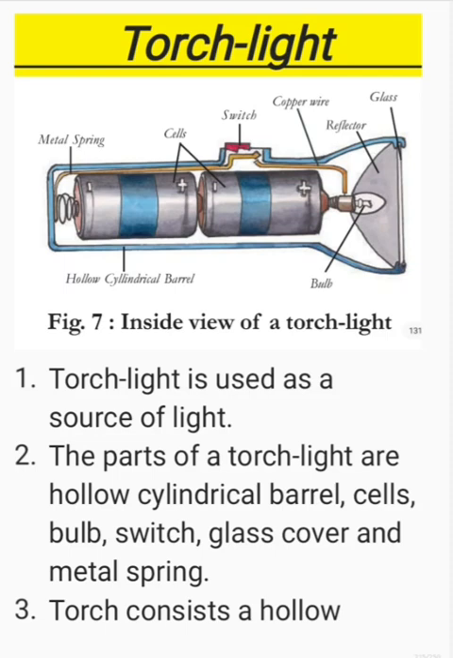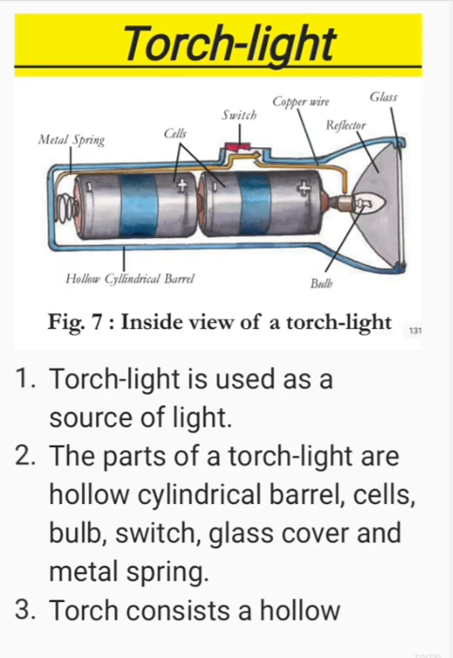So now, our today's topic is torchlight. 1. Torchlight is used as a source of light. 2. The parts of a torchlight are hollow cylindrical barrel, cells, bulb, switch, glass cover and metal spring.